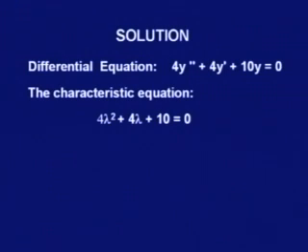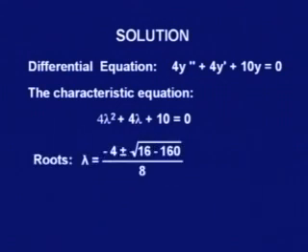You see here we are not having this in a standard form, that is, the coefficient of y double dash is not 1. The characteristic equation we write with the same coefficients as they are in the given differential equation. So, we get 4 lambda square plus 4 lambda plus 10. To find out its roots, let us use the formula for finding the roots, that is, minus b plus minus square root of b square minus 4ac upon 2a.